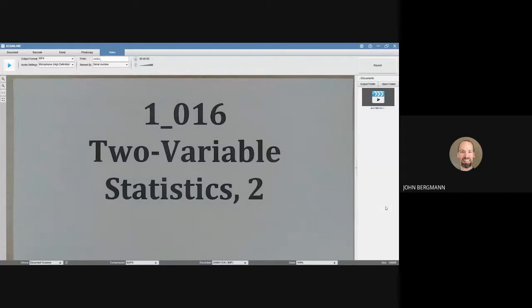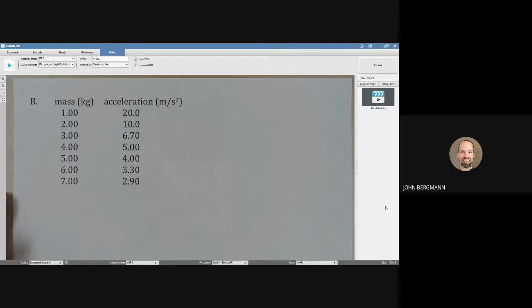This is our second video on two-variable statistics. Suppose we're given this data and we are asked to linearize it. Let's go through the steps. The first step is we check to see that both data sets are on the increase, and that is not the case here. This mass is increasing, but the acceleration is not, and that isn't going to work.